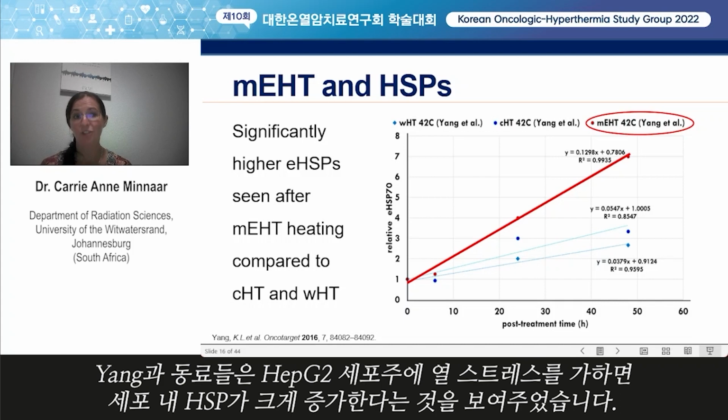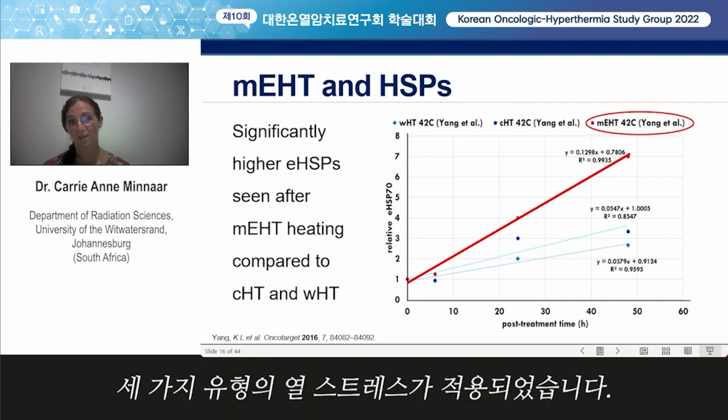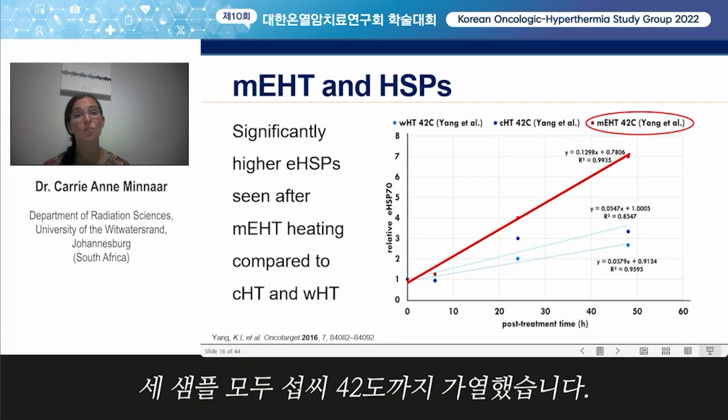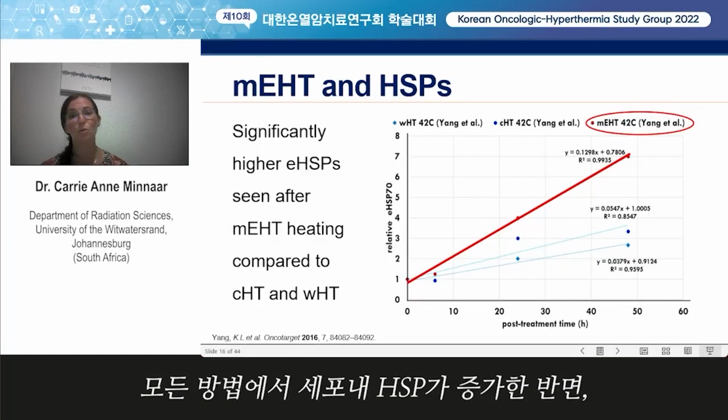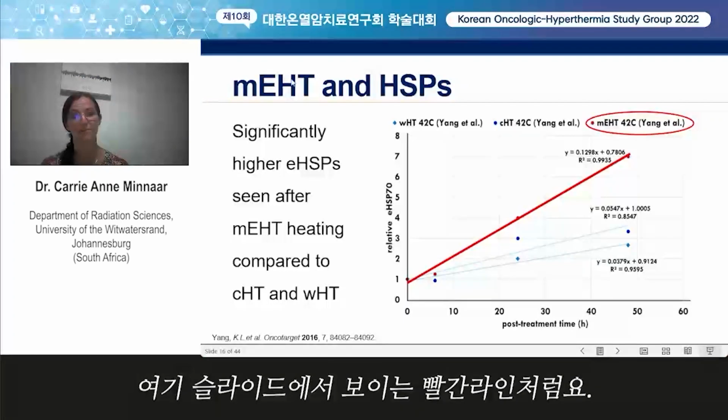Yang and colleagues showed that the application of heat stress to HepG2 cell lines results in a massive increase in intracellular HSPs. 3 types of heat stress were applied. They applied heat via water bath, via capacitive heating, and via MEHT. And all 3 samples were heated to 42 degrees Celsius. While all methods resulted in an increase in intracellular HSPs, the increased levels of extracellular HSPs was significantly higher in the MEHT-treated sample, measured at 24 and 48 hours post-treatment, seen represented here with the red line.